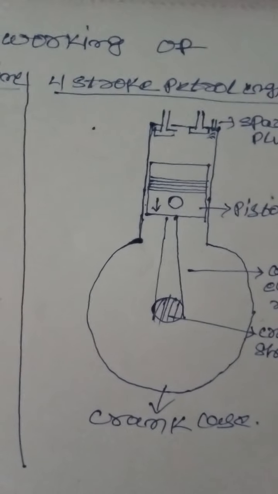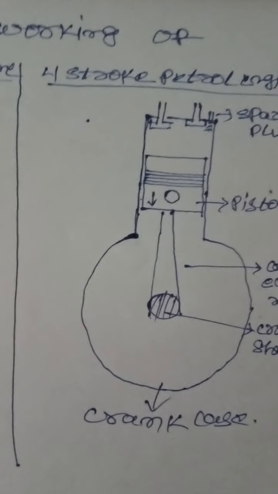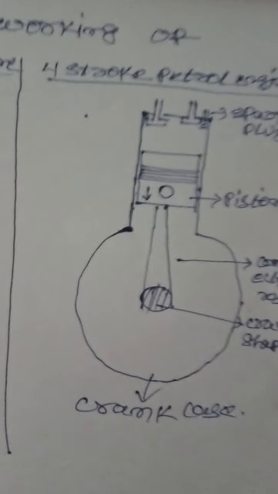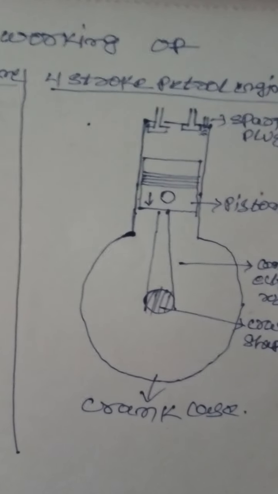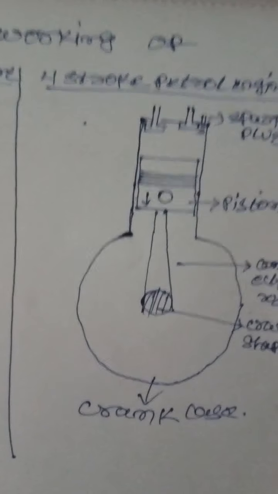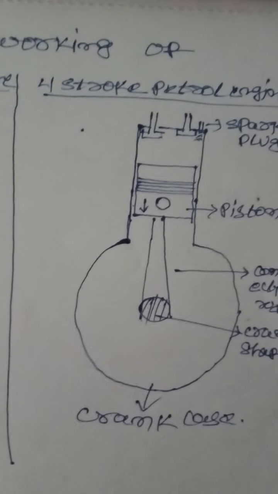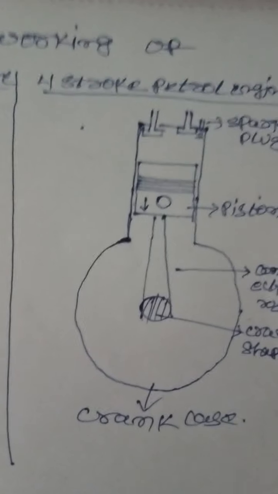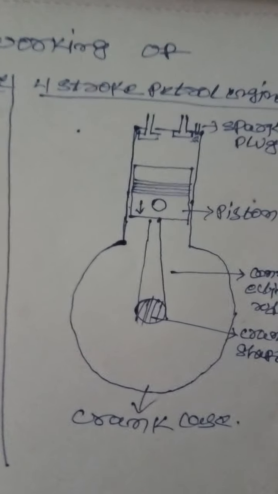So because of the reciprocating movement of the piston, the connecting rod oscillates, and that is why the crankshaft rotates. And the connecting rod is connected with the piston at its small end by means of the piston pin, and with the crankshaft by means of the big end.